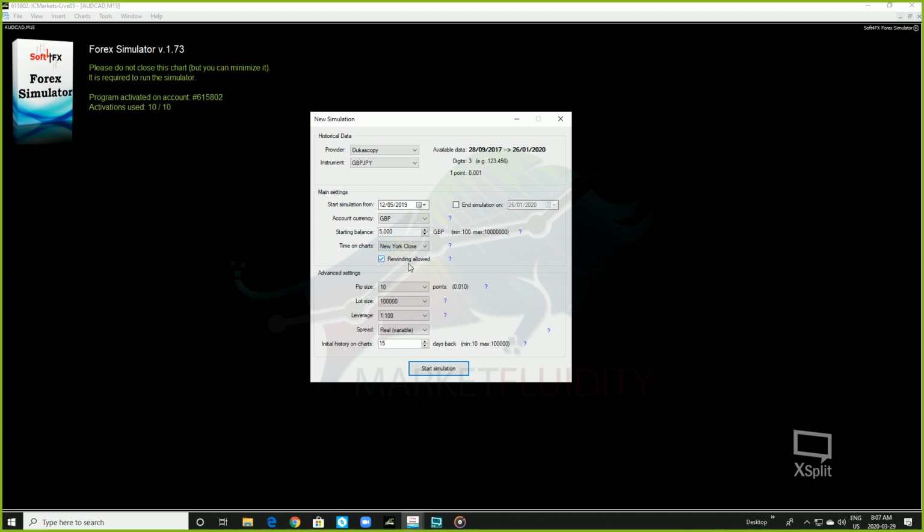New York close. Leverage, we're gonna go with 1 to 500. Initial history in a chart, we're gonna go with 150, so we see 150 days here. All right, perfect. 12th May and GJ, and we're good to go.